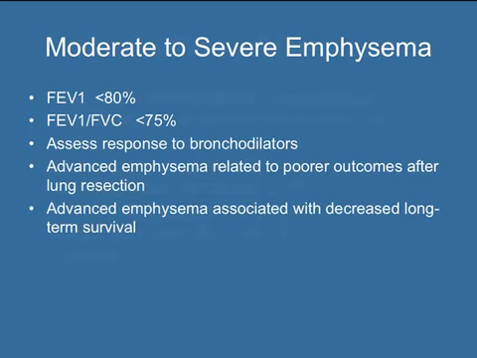The most common pulmonary condition affecting patients undergoing thoracic surgery is COPD, and the most common type of COPD we see is emphysema. An understanding of the relative degree of emphysema is important to have preoperatively. Moderate to severe emphysema is defined as an FEV1 less than 80% and an FEV1 to FVC ratio of less than 75%. Patients with a moderate to severe case of emphysema not only have poor outcomes after major thoracic operations such as lung resections and esophagectomy, but have a decreased life expectancy as well.